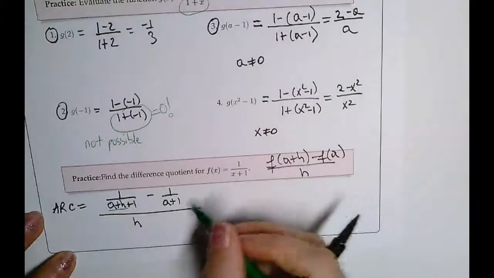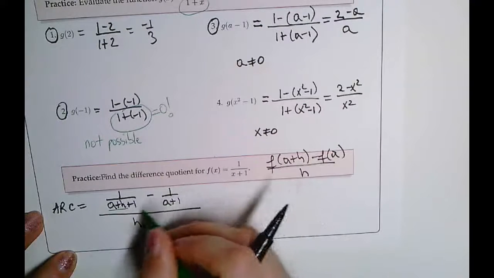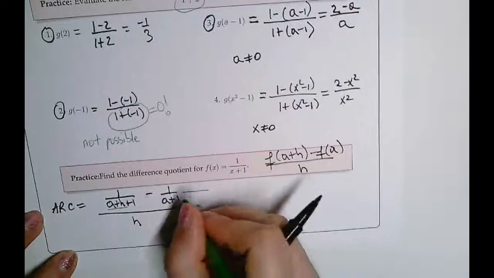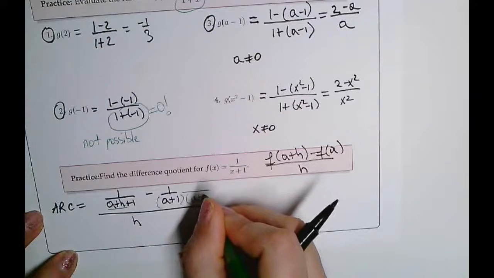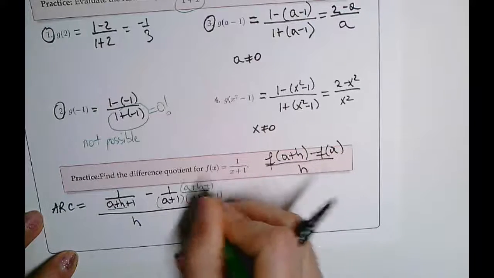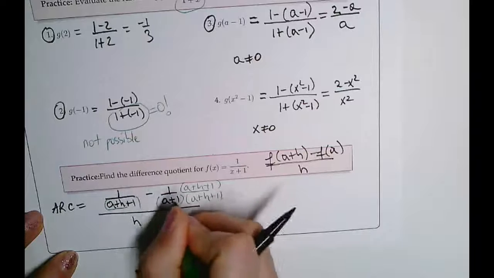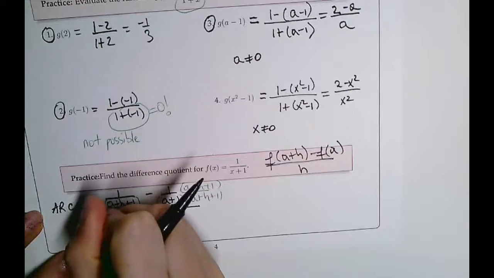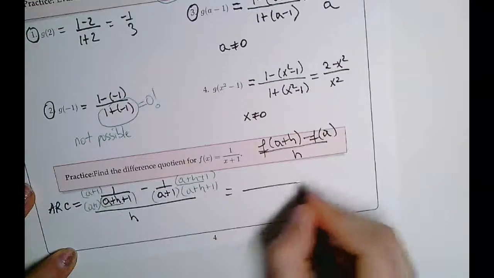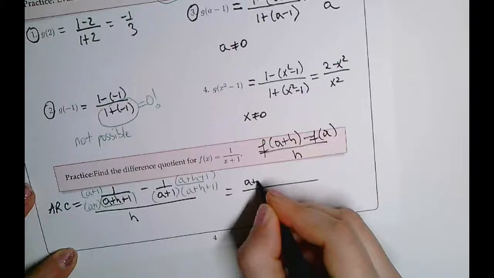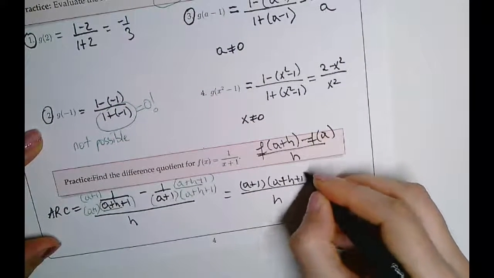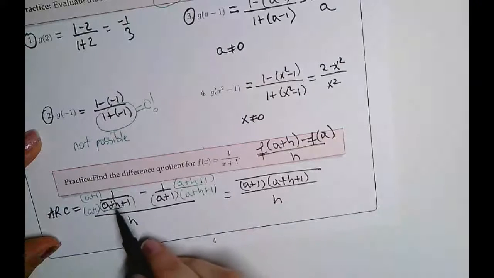Okay, so I just need to bring the numerator to a common denominator. So I need to multiply this one by a plus 1, and plus h plus 1. If I do it to the bottom, I have to do it to the top. And then this one needs to be multiplied by a plus 1 so that they have a common denominator of a plus 1 times a plus h plus 1. Okay, so they have a common denominator now.